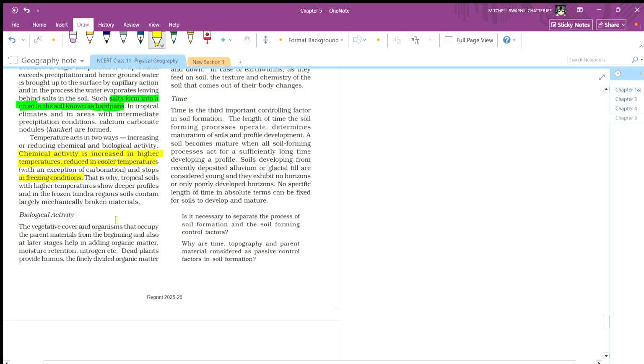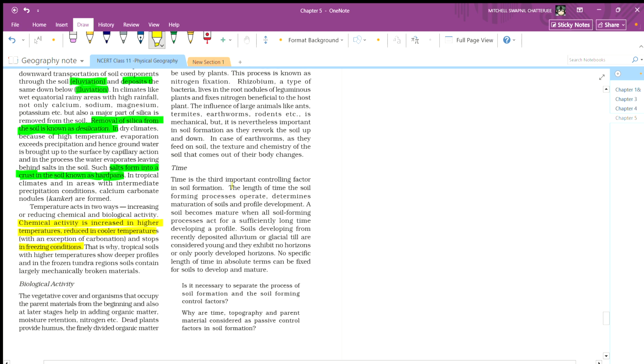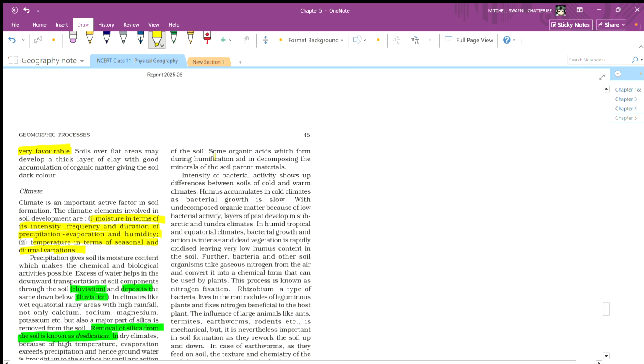The vegetative cover and organisms that occupy the parent materials from the beginning and also at a later stage help in adding organic matter, moisture retention, nitrogen, etc. Dead plants provide humus, the finely divided organic matter of the soil. Some organic acids formed during humification aid in decomposing the minerals of the soil parent materials.